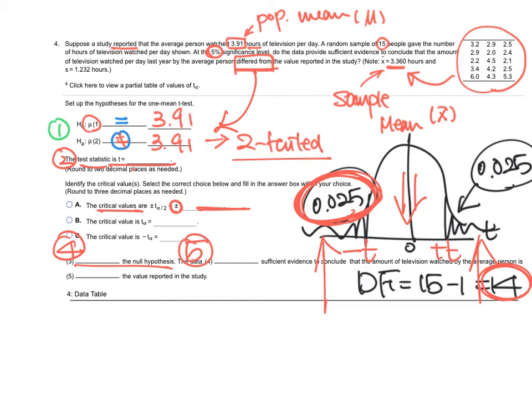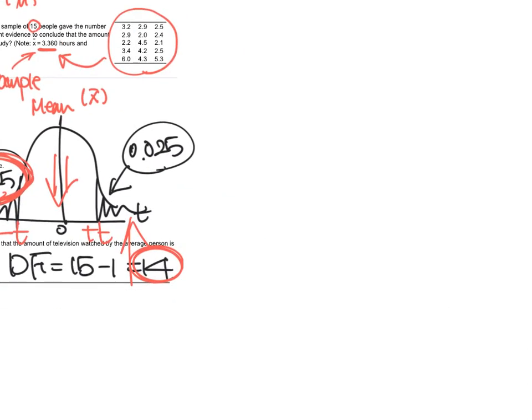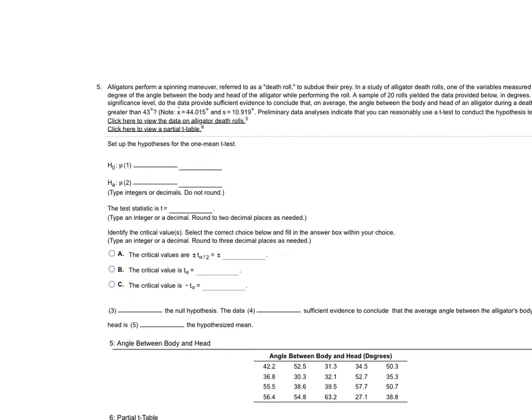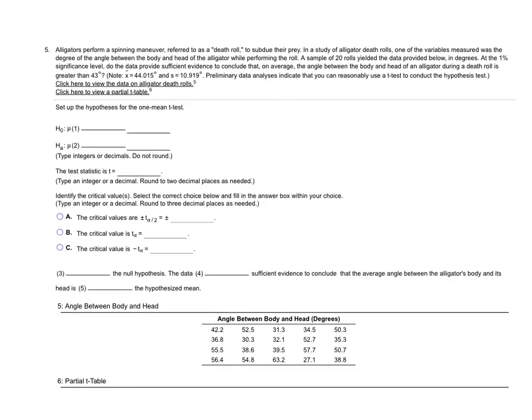Briefly, I can do this homework, but you can complete the homeworks. So where is number 5? Yeah, here's number 5. Again, in this case, you have to click the data and the t-table to get the critical value.